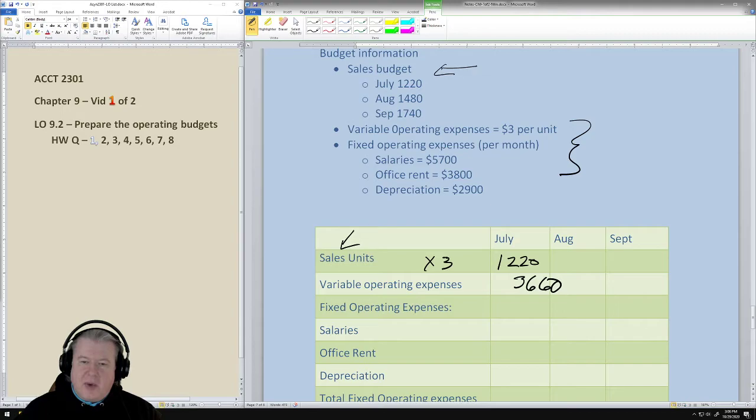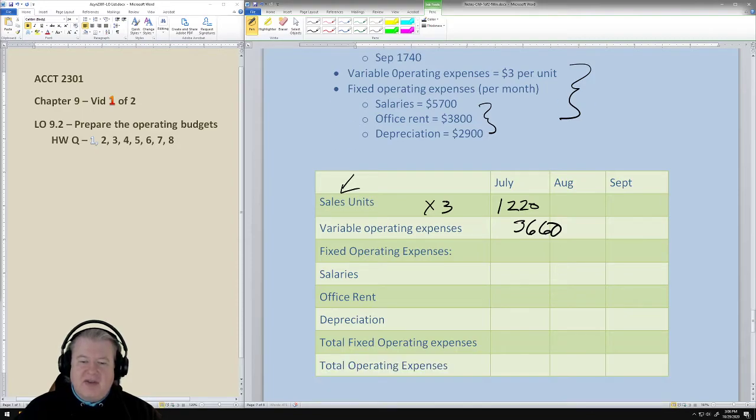And now we could have just added these 3 together, and that would be the total fixed. But they've given them to you separately, and perhaps there could be a question where it changes over time. But essentially, we have these 3 items that should be stable: 5,700, 3,800, and 2,900. And when you add those 3 together, they come to 12,400.